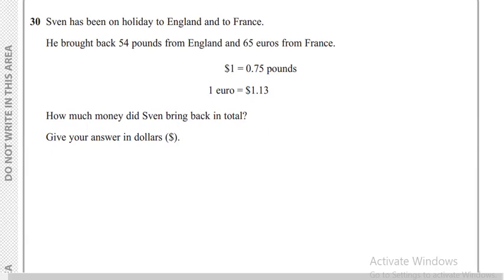Now, they already told you that the answer must be given in dollars. This means turn them all to dollars and then add them together. That's the whole idea. So first we have two exchange rates, so we're going to use them.